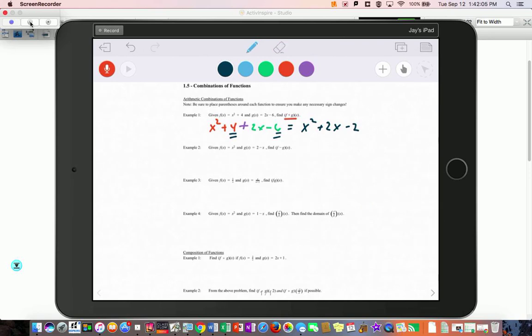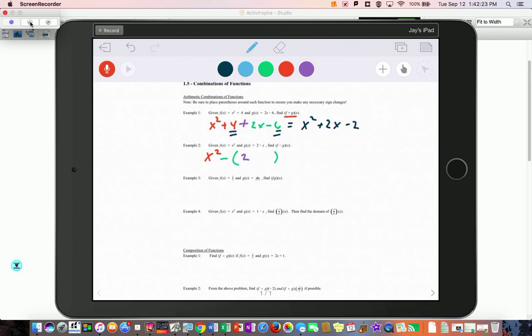The second one, we just have to be a little more careful because it is dealing with the subtraction. So this time when we write it out, I would do x squared. But I'm going to use minus, and I'm going to put in parentheses so that I can put all of the second function, which is 2 minus x. And then when we do this, we're going to have to distribute the negative sign.